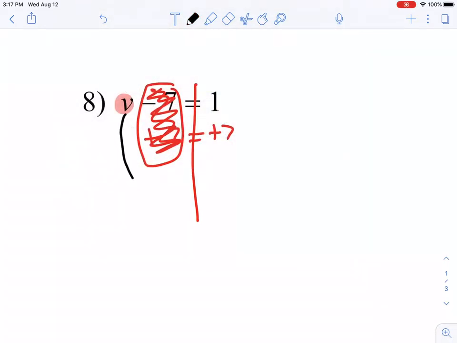So v is now by itself, I'm going to write it down here, equals, and then I just work these out. 7 plus 1 is 8. So v equals 8.